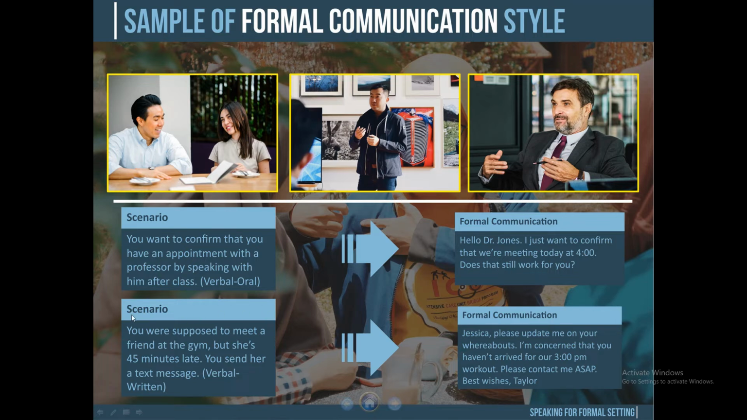Second scenario, you were supposed to meet a friend at the gym, but she is 45 minutes late. You send her a text message, verbal or written. In the formal communication, like, Jessica, please update me on your whereabouts. I'm concerned that you haven't arrived for our 3 o'clock workout. Please contact me. Best wishes, Taylor.